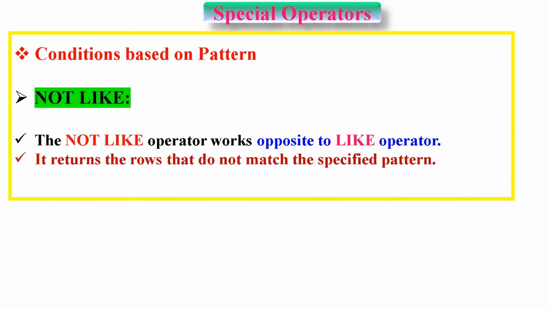Let's discuss the conditions based on pattern. Not like. The not like operator works opposite to the like operator. It returns the rows that do not match the specified pattern.